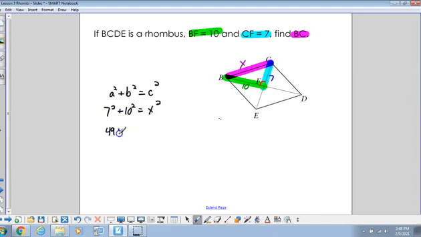If we use algebra, 7 squared is 49, 10 squared is 100. We add this up, 149 equals x squared. Of course, that's not the side of the triangle. It's the side of the rhombus, so we need to take the square root there. If we take the square root of 149, we get that x is about 12.2. And that makes sense because as the hypotenuse of a triangle, it should be bigger than either of these two sides. So that is a reasonable measure.